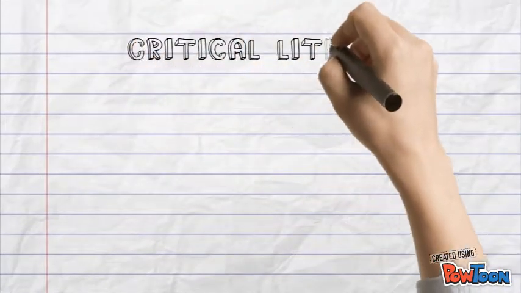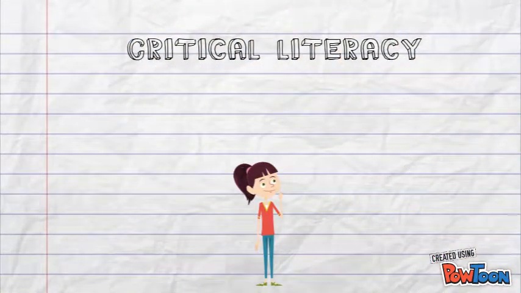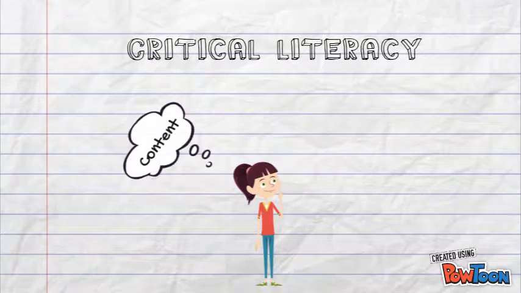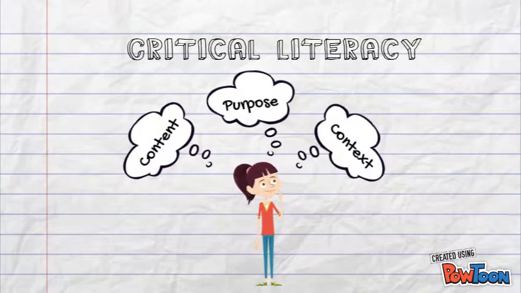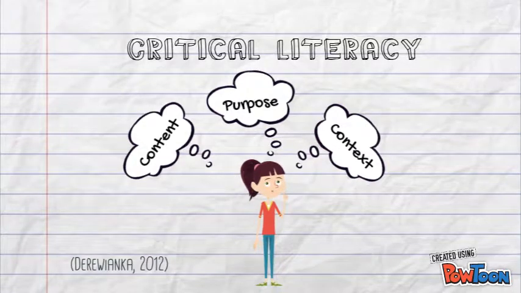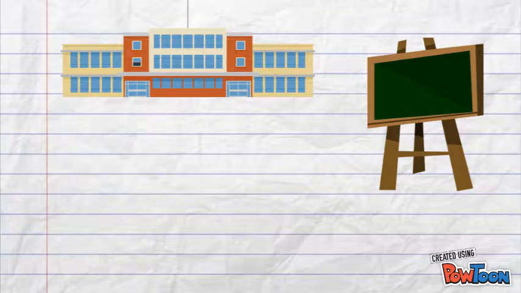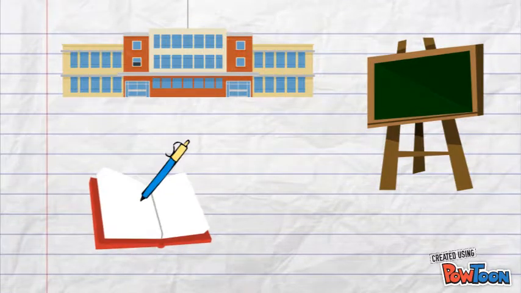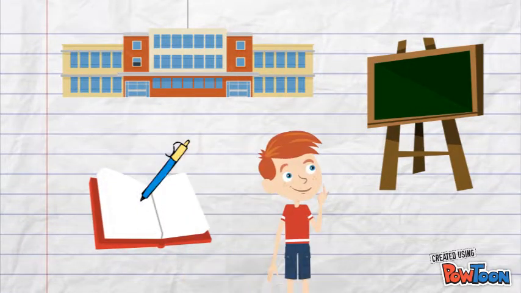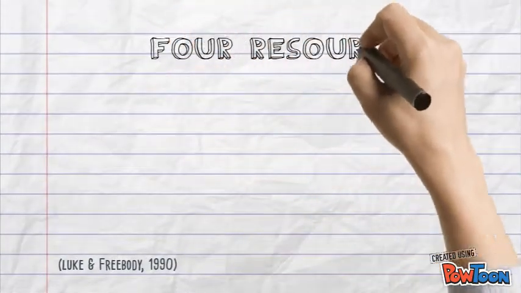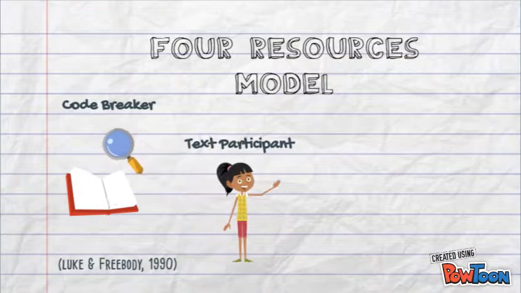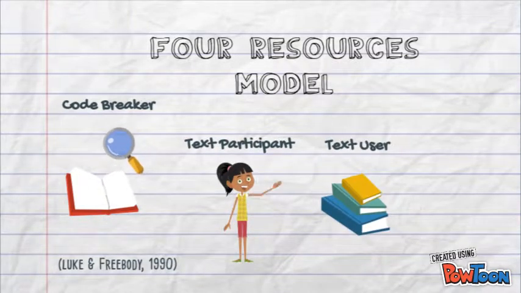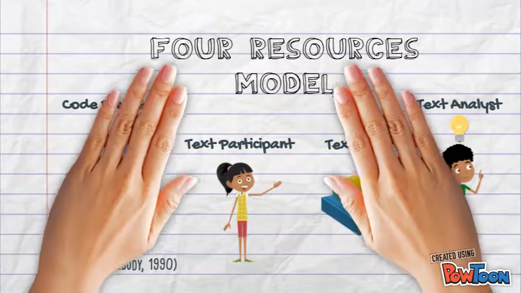Teachers must assist students in developing their critical literacy skills. Students must be aware of the content, purpose, and context of a text in order to critically analyse it. There are many models teachers can use in the scaffolding of critical literacy skills, such as the 4 resources model. Created by Luke and Freebody, the 4 resources model describes a set of practices that one must apply to a text in order to fully comprehend it.